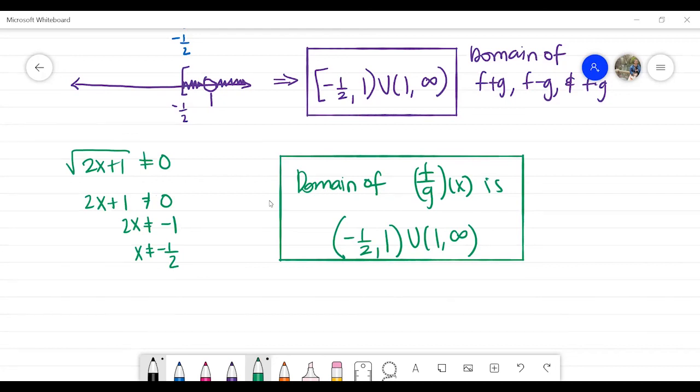Okay, that's it for this group. There's one more, and then you can move on to composite functions.